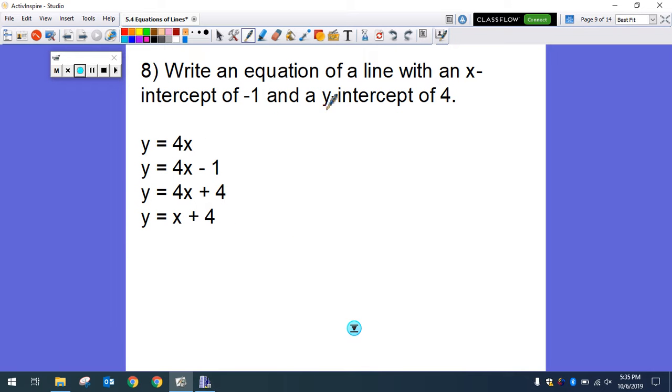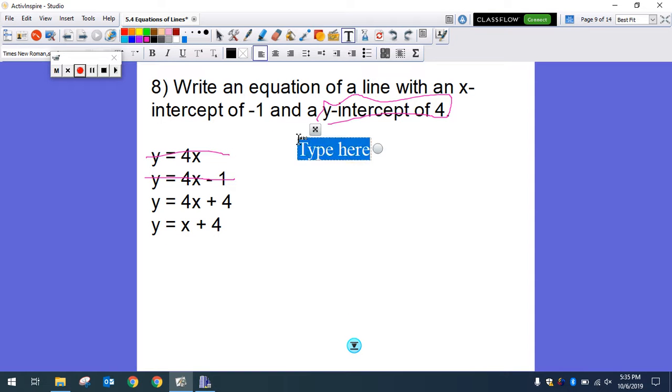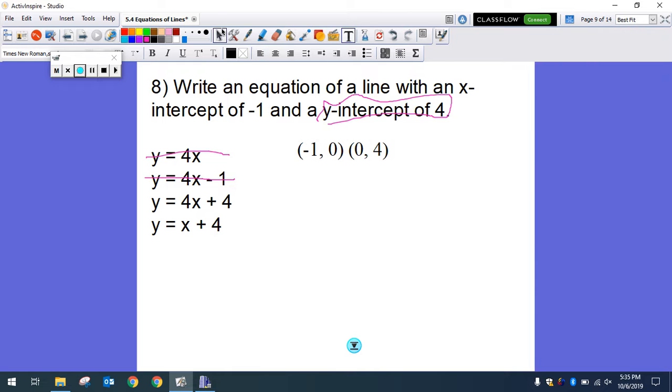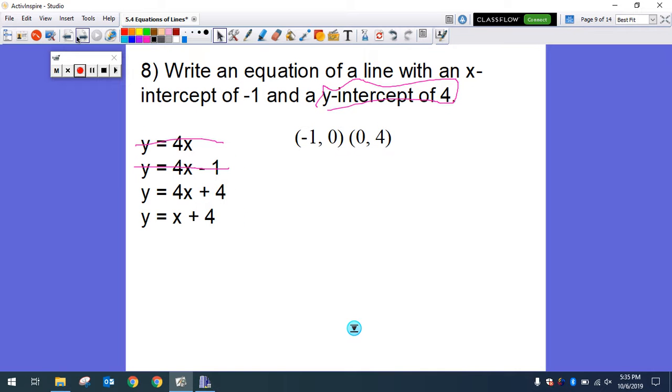So let's do another one like that. All right, it's got to have a y-intercept of 4. That means it's got to end in a positive 4, which means it is not A, is not B. It could be C. That ends in a plus 4. It could be D. That ends in a plus 4. And my x-intercept has got to be at negative 1, 0. My y-intercept has got to be at 0, 4. So let's see which one does that. Let's try 4x plus 4. What do I want? I want negative 1, 0. That one's got negative 1, 0 and 0, 4. There we go. So C is the right answer for this one.